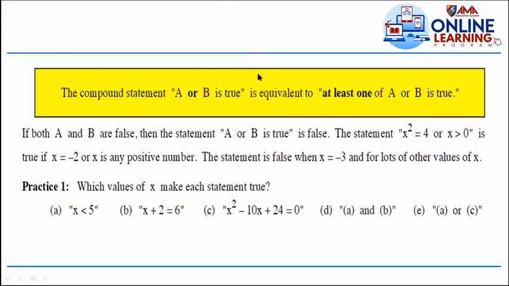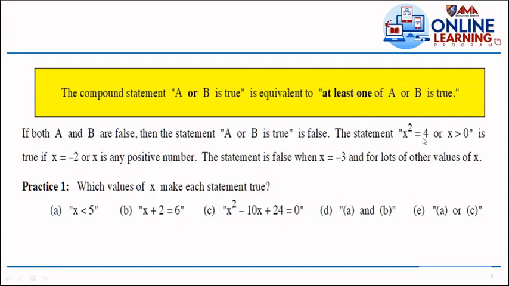Next, you have the OR statement. The compound statement "A or B is true" is equivalent to at least one of statements A or B being true. At least one of them is true, either A or B. So if both A and B are false, then the statement "A or B is true" is false.